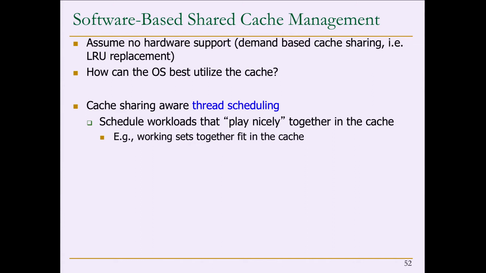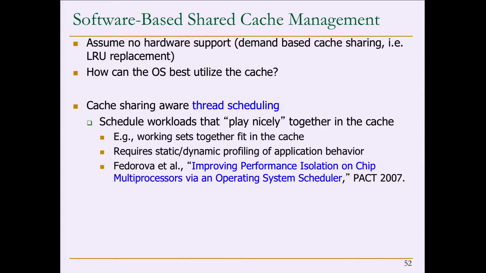But then if you put very cache-unfriendly applications together, you may be causing a problem at the main memory level, right? So you need to be very careful. You're not just optimizing the cache, right? So this requires static or dynamic profiling of application behavior, and there are several papers that are written on this. This is one of them, one of the earlier ones, actually. If you're interested, you can take a look at that.